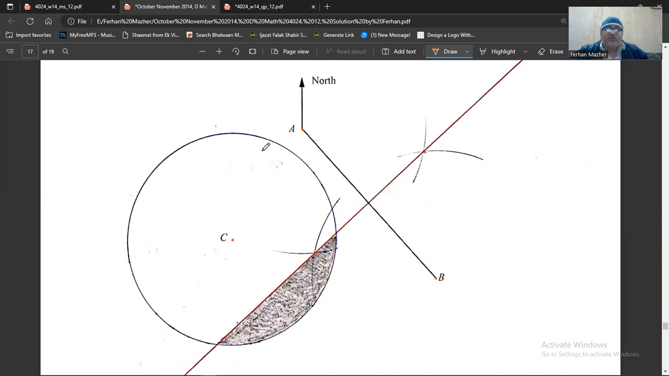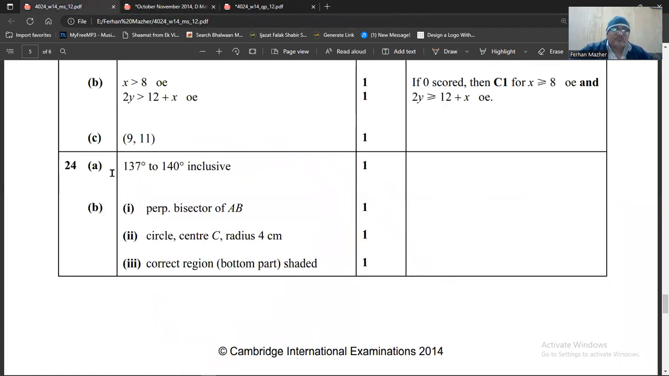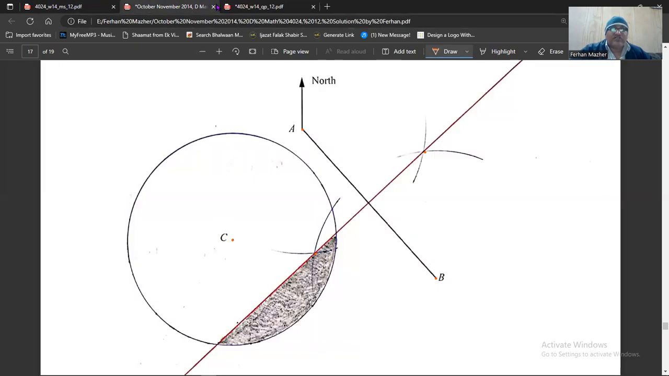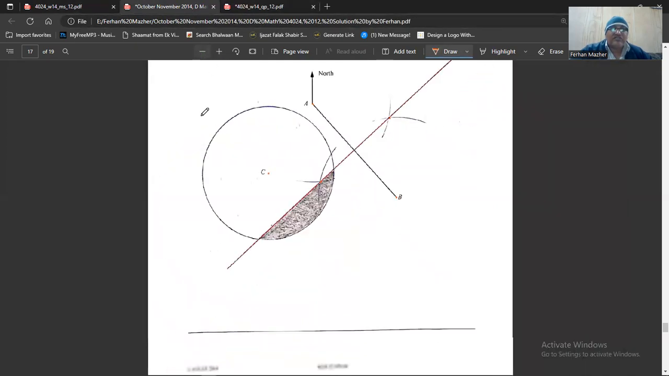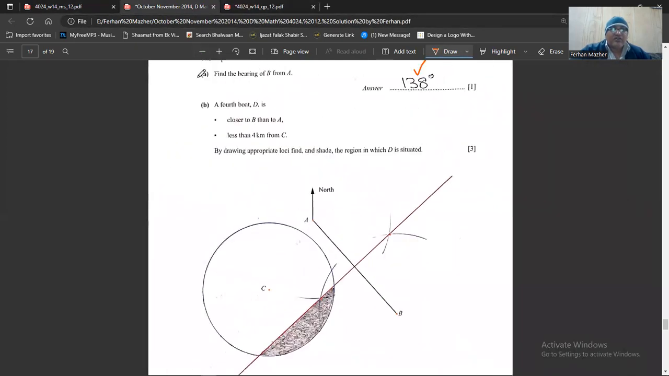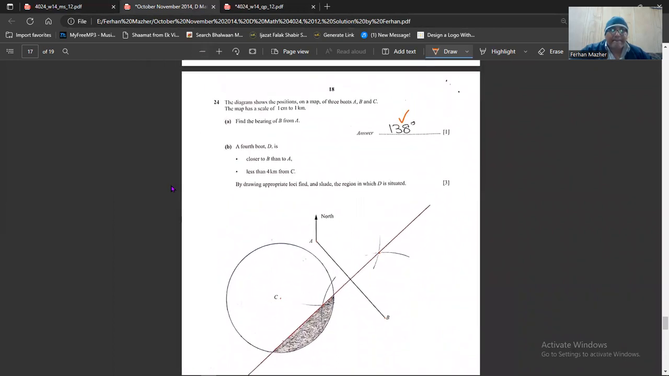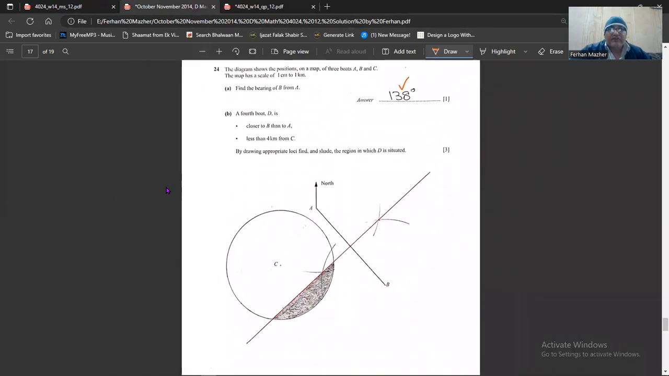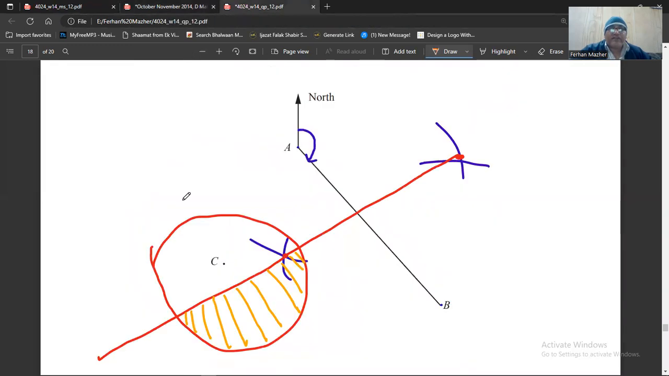Then he said you have to remain less than 4 centimeter from C, so you have to remain inside the circle. So this is the area where that board can be. So I hope you understand. So this is the answer of that question. And let me reduce the size so you can see the whole question together. So that's question number 24 showing up on your screen.